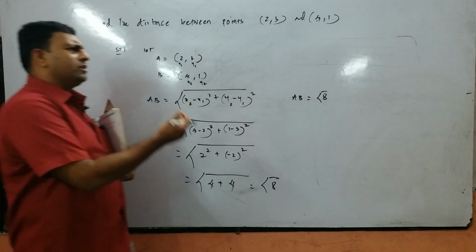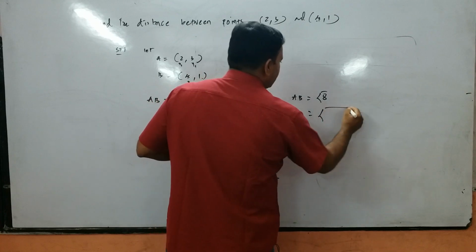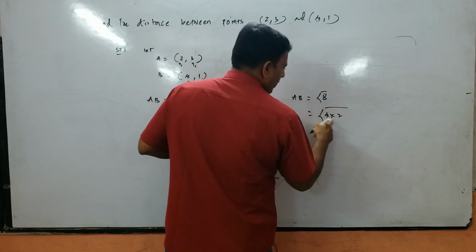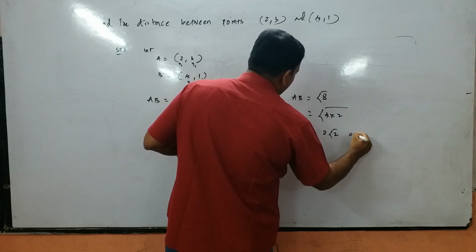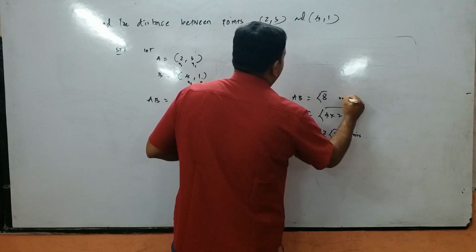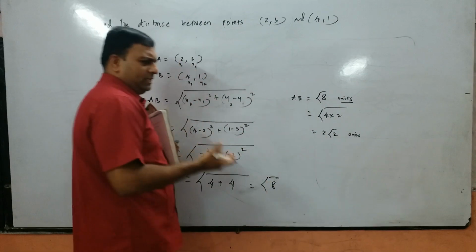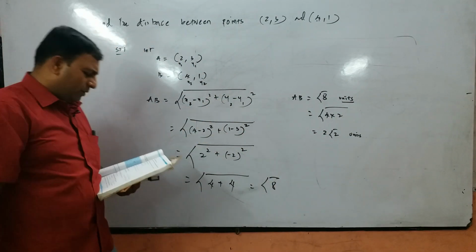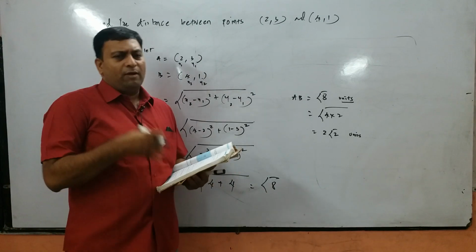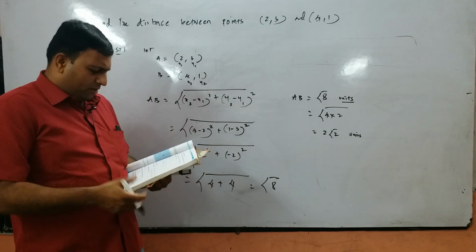I can also simplify this and write it as 4 2s are 8. What is the square root of 4? 2. So I can also write this as 2 root 2 units. Make sure that you always write units, because it is distance. It is always measured in some units. Like that, we can find the distance between any 2 given points. I want you to go through the exercise and try to understand.